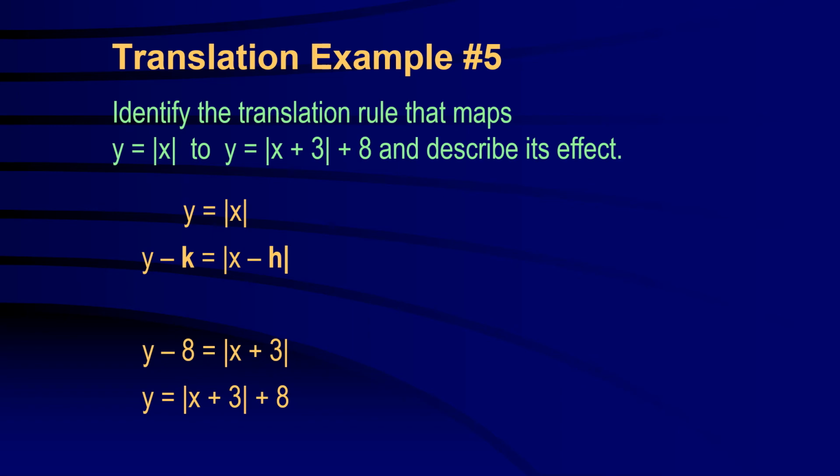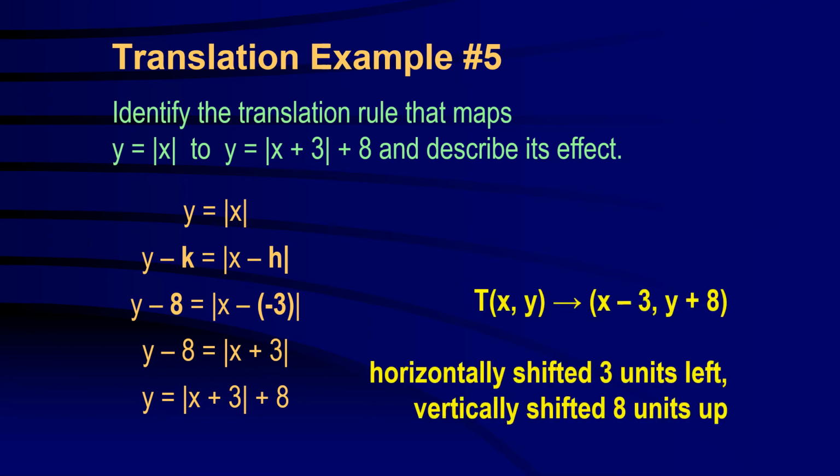Now what I need to do is match my second line to my fourth line. Y minus k neatly matches up with y minus 8 as long as k is equal to 8. But what I really need to do is focus on x minus h matching up to x plus 3. And I can do that if I rewrite it as x minus a negative 3. Therefore, h equals negative 3 and k equals 8. With those values, we can apply that to our translation rule and say that T of (x, y) goes to (x minus 3, y plus 8), which means the graph has been horizontally shifted left 3 units and vertically shifted up 8 units.